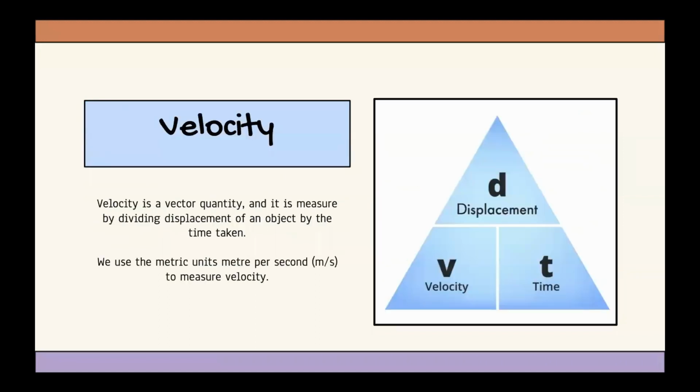Velocity. Velocity is a vector quantity, and it is measured by dividing the displacement of an object by the time taken. We use metric units to measure and calculate velocity, and the metric unit for velocity is meter per second.